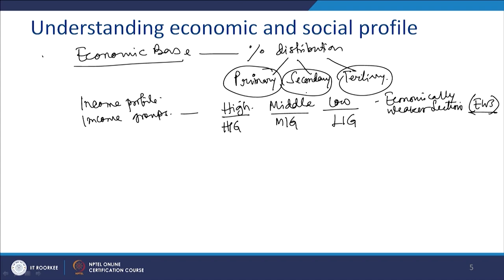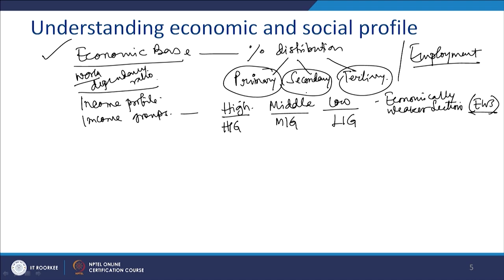So, the economic base will give you the data about employment. With this, another piece of information is very important, that is the work participation rate or dependency ratio. That means the percentage of the population who are working and non-working. That breakup will give you the level of unemployment in that area.